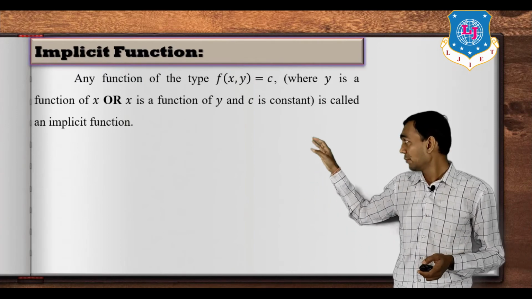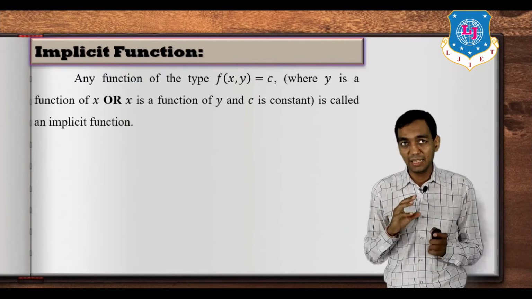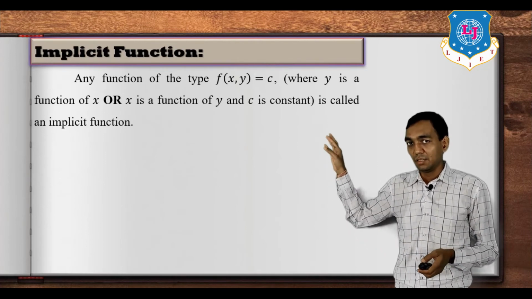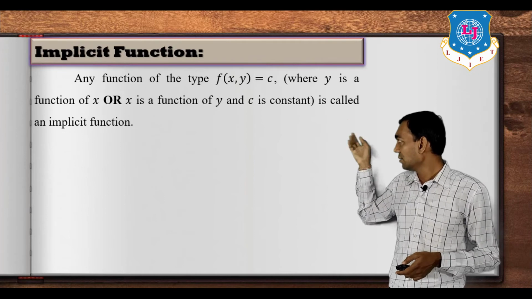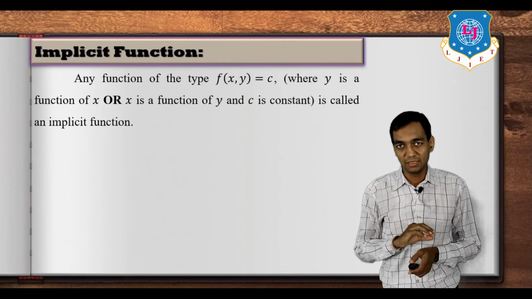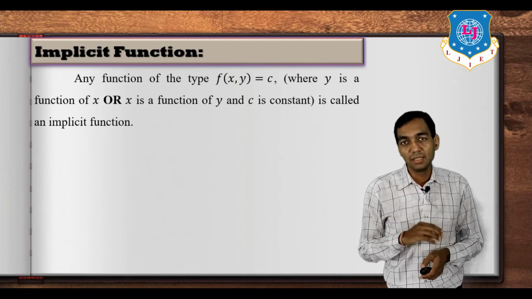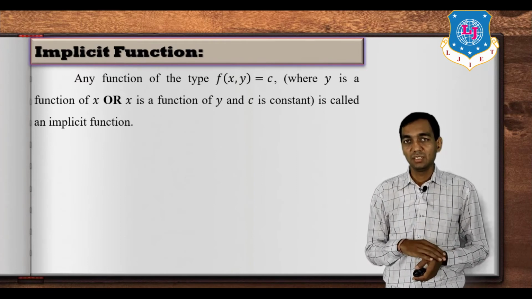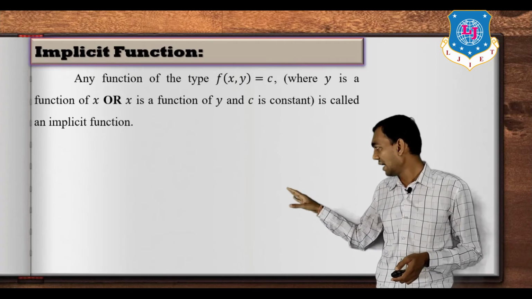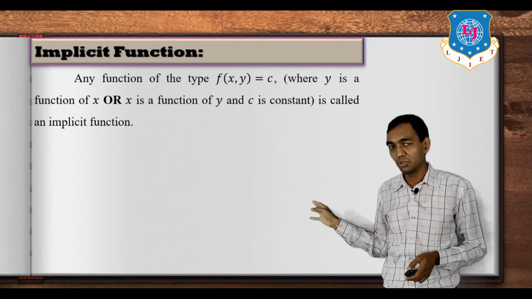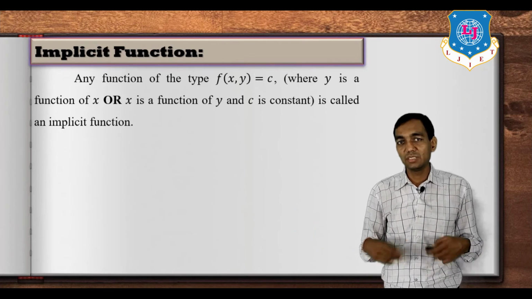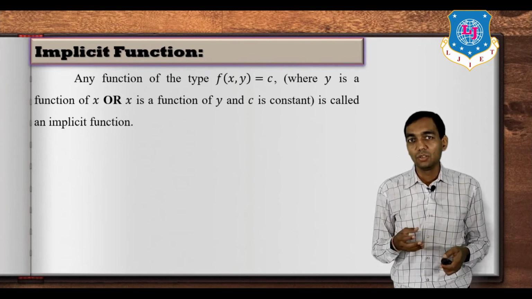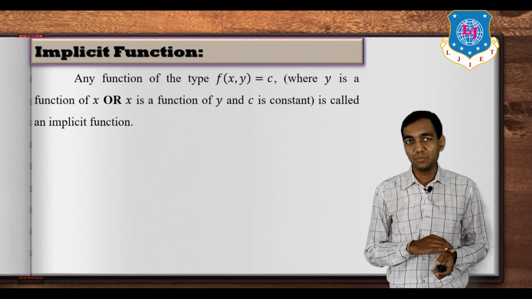Suppose f of x comma y is equal to c is an equation or a function we have been given, where either x is a function of y or y is a function of x and c is a constant. Then in such a case, this equation is called an implicit function. That means here you cannot write down y as a function of x or x as a function of y. But we are going to consider that either variable is a function of the other one, and you have to find the derivative of this type of function.